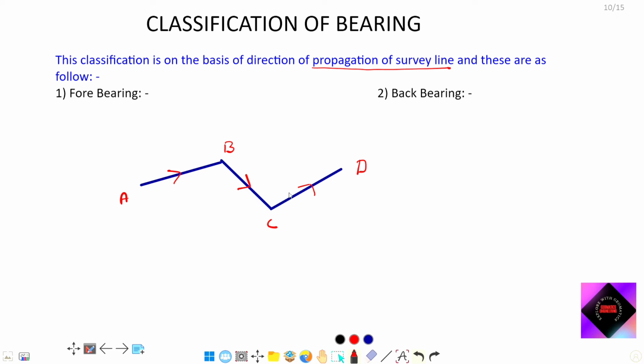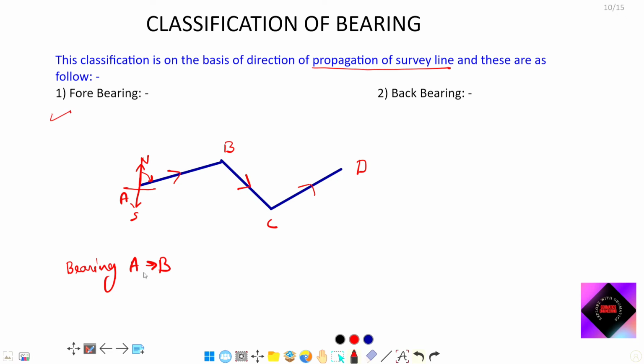Okay, if I make a meridian here, I will take our compass, measure the meridian where it is pointing north and south, and then I will measure the bearing of line AB. So this will be called bearing measured in the direction of line. Direction is this, and bearing is measured from A to B. So it is in the direction of line. So if bearing is measured in the direction of line, then it is called fore bearing.